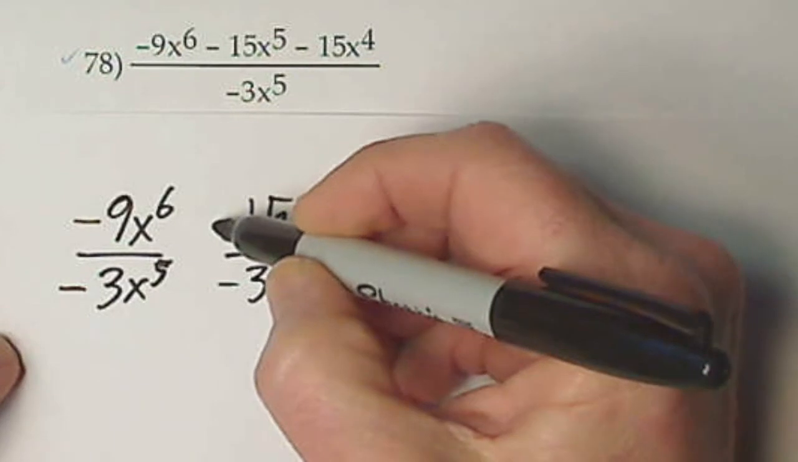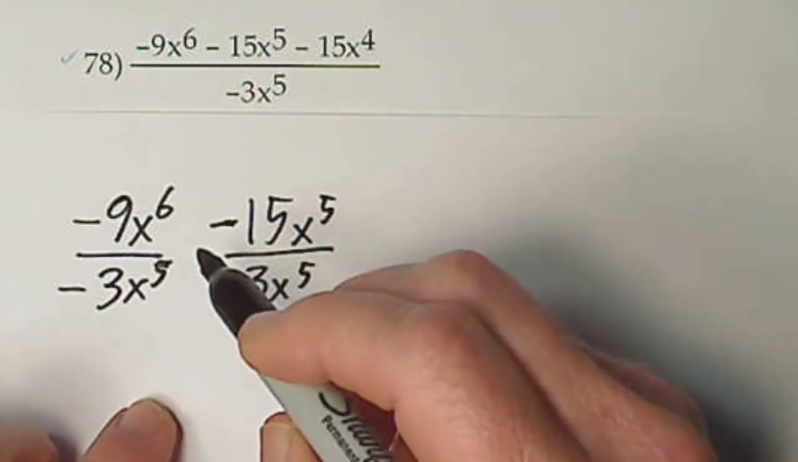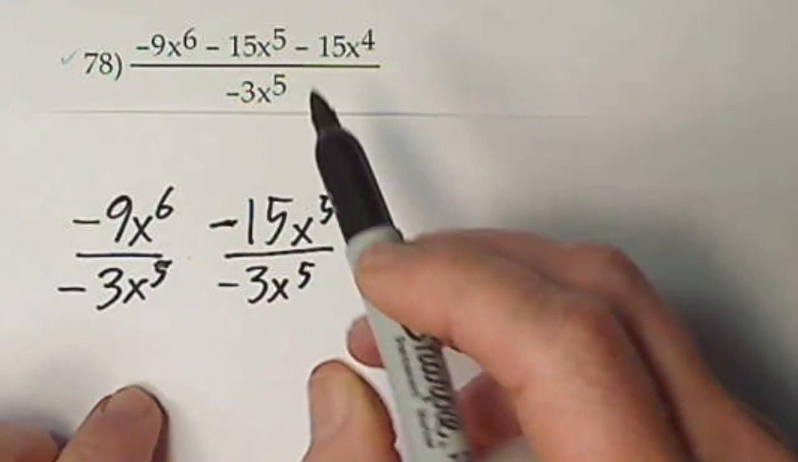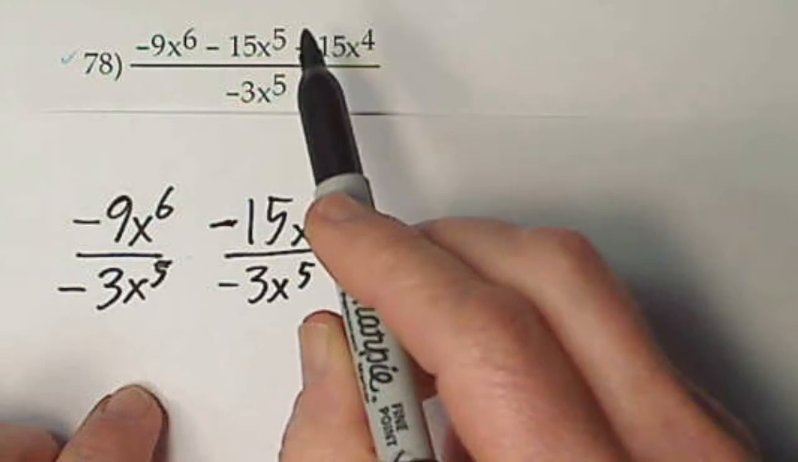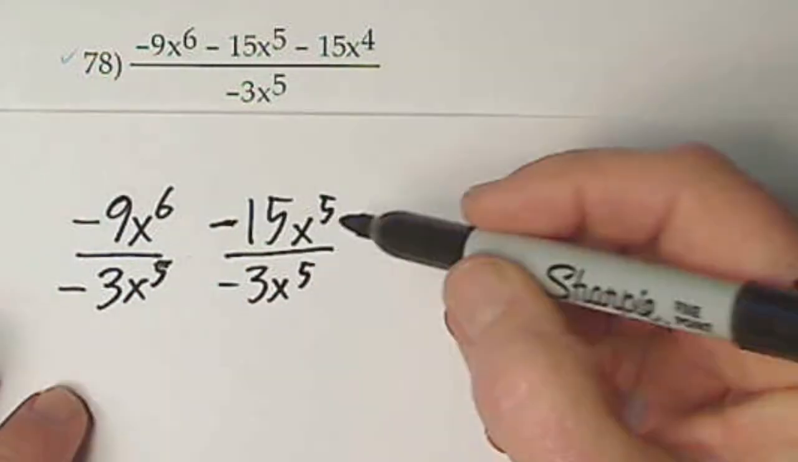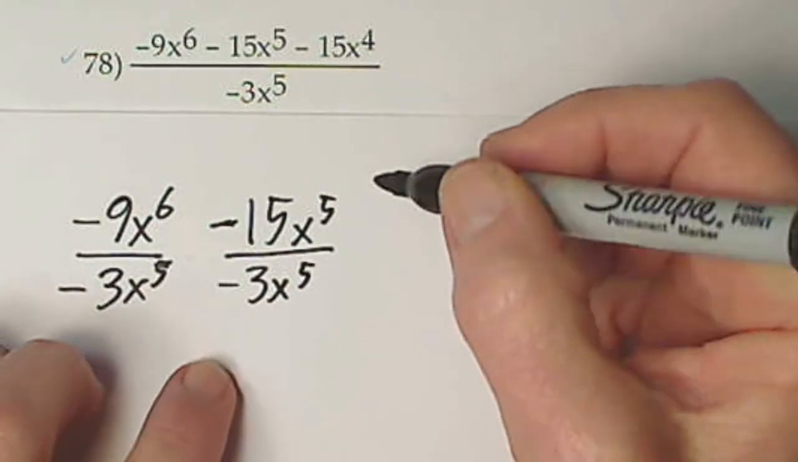And basically, with these signs here, it's still saying we're going to add or subtract. I didn't put a dot. I don't have parentheses. So I'm preserving the addition and subtraction that's supposed to happen between these terms. Okay? But I'm just showing it with negative 3x to the 5th underneath each one.